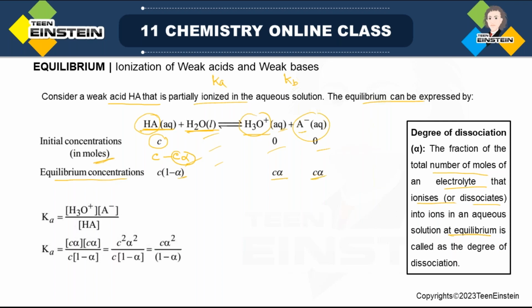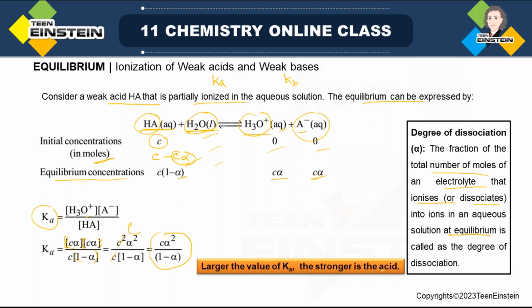What will we do next? Ka. So Ka is equal to the concentration of whatever species you have on the right hand side divided by the concentration of HA. Concentration of H2O is not required, it is present in excess. Now in place of H3O+ you put C alpha. Basically you do not need the third bracket anymore, simply this bracket will do. And C square alpha square, C common, C will be cancelled. So ultimately you are left with this expression, C alpha square divided by 1 minus alpha, right?